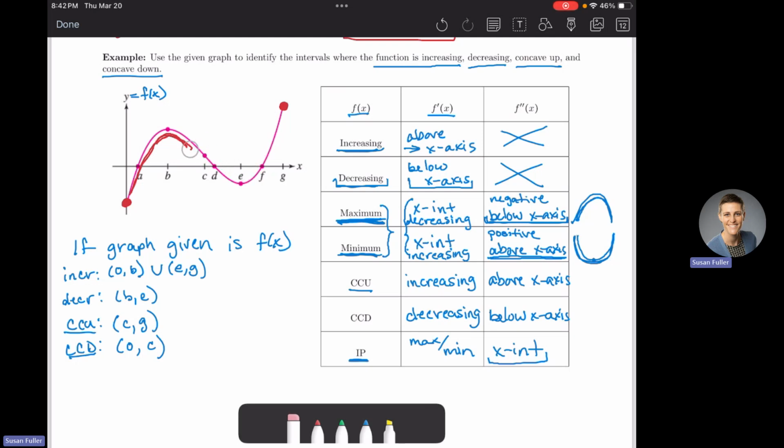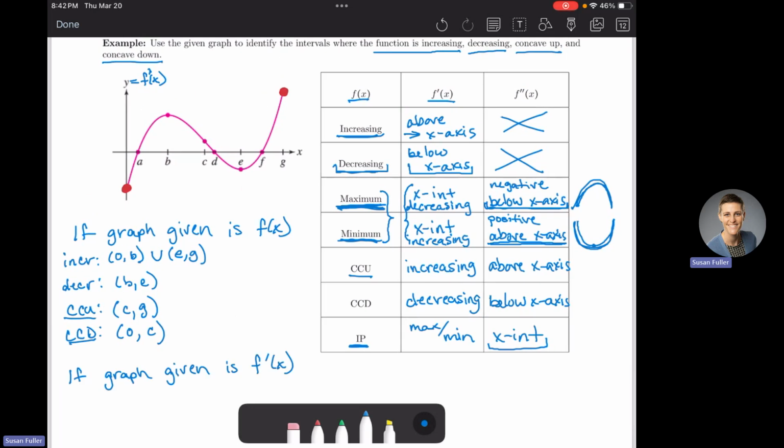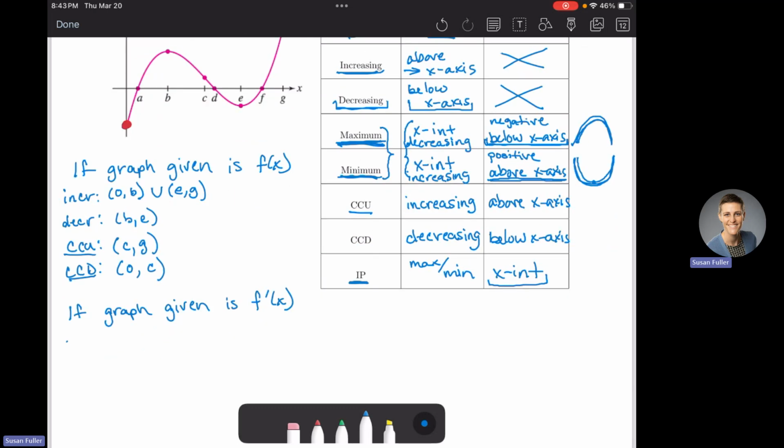Now let's rework this and do it again. But this time, I want to redo all of this, and I want the graph given is f prime of x. Let's pretend that the graph that I'm given is now f prime. That was supposed to be a prime, but it got real wonky. Let's try it again. F prime. There we go. This is now my derivative graph.